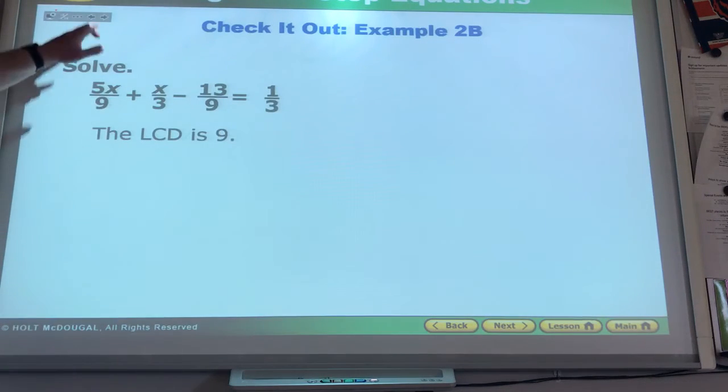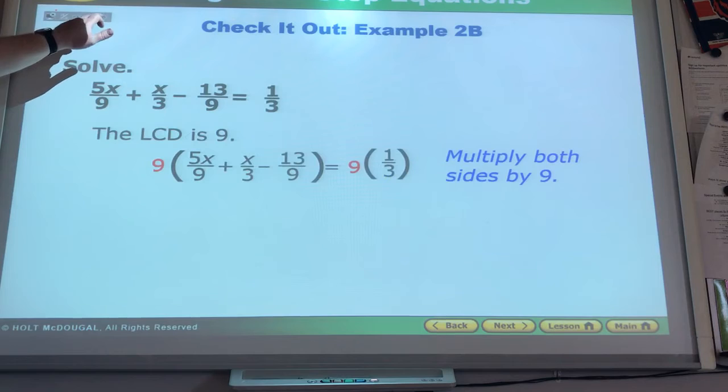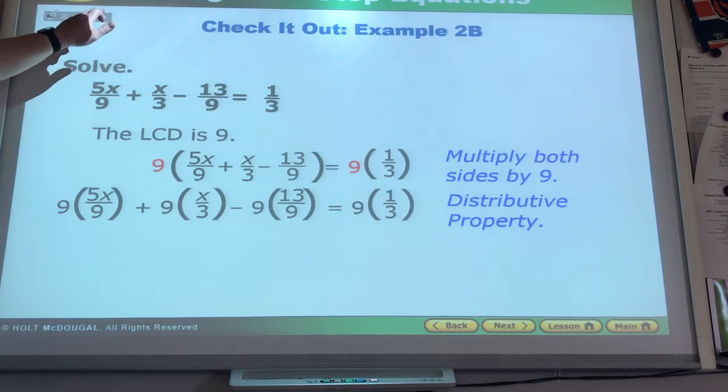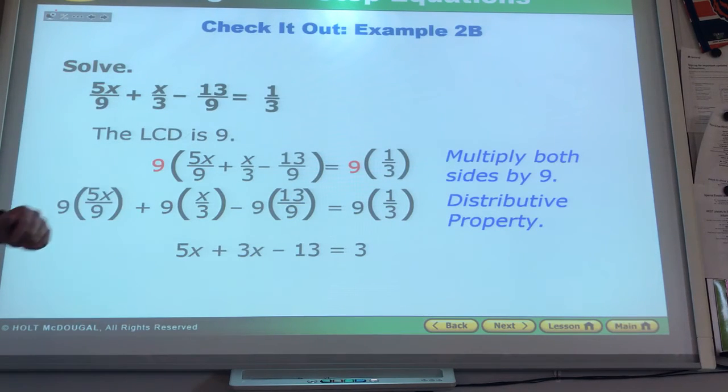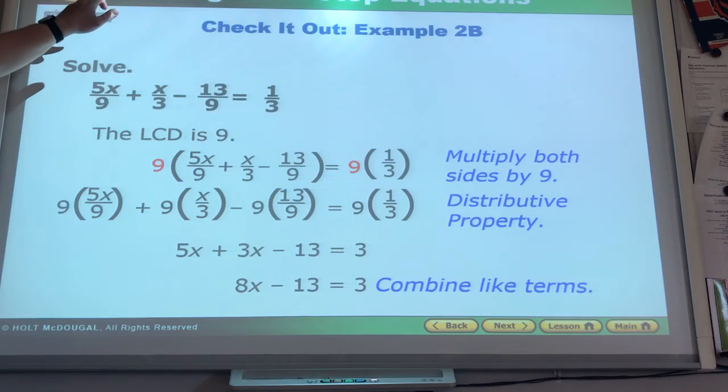All right. So they put theirs in. They do their multiplication, distribute it again. They get 5x plus 3x minus 13 equals 3. Same thing. They combined like terms. 8x minus 13 equals 3.